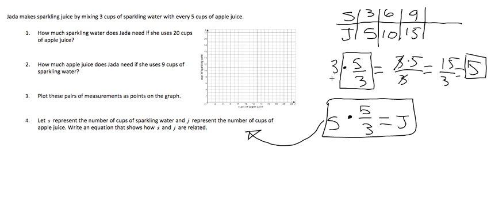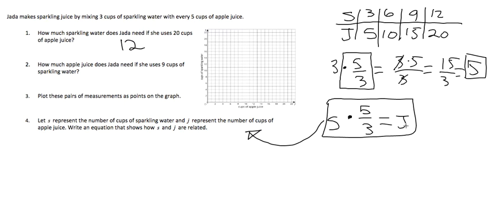For number 1 and 2, it just asked if we have 20 cups of apple juice. So we could do one of two things. One, we could plug in 20 cups into the juice, or the J here for our equation, or we could just continue our grid here. So if we're adding 5 each time here, and we're adding 3 each time here, we end up getting 12 for 20 cups. So in this case here, it's 12.